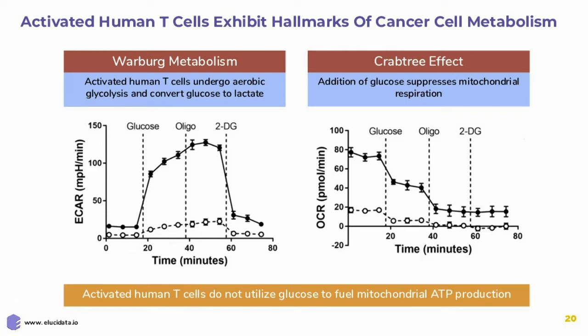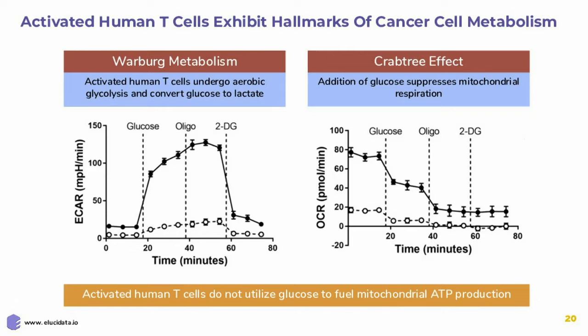But what came as a surprise to us is that if you added glucose to the media, rather than further amplifying the mitochondrial respiration, it led to a decrease in mitochondrial respiration. And when we took a step back and looked at the data, we found that both of these phenomena had been described in literature, specifically in cancer cells. The exaggerated glycolytic metabolism was known as the Warburg metabolism, and the suppression of mitochondrial respiration upon addition of glucose was the classical Crabtree effect that had been described.